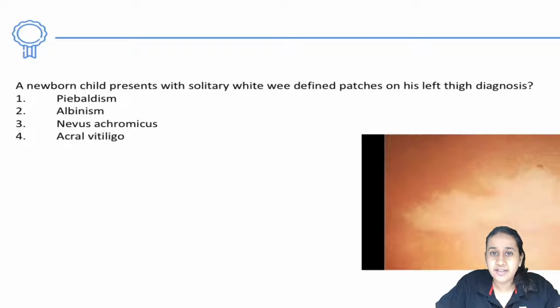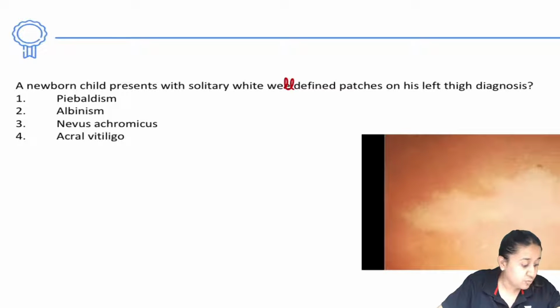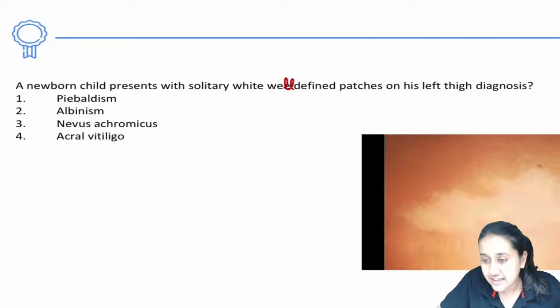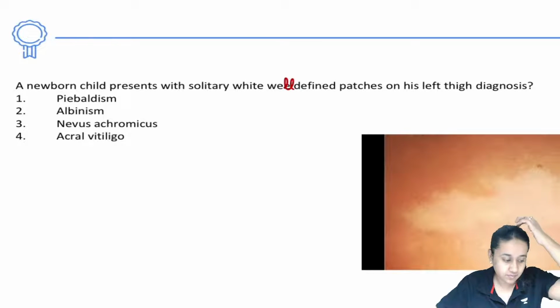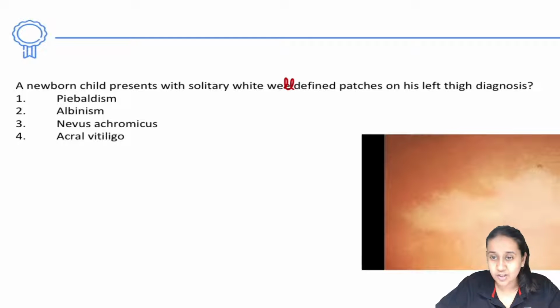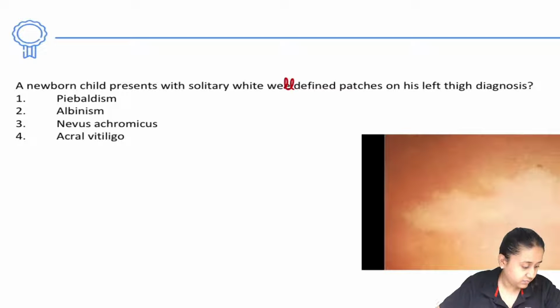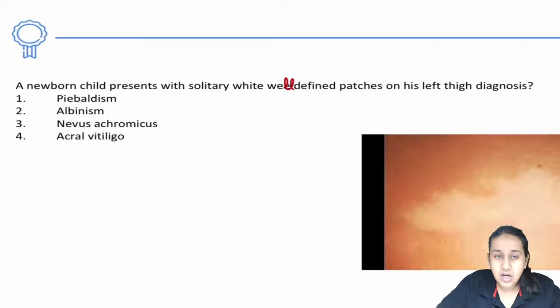A newborn child with a solitary white, well-defined patch on his left thigh. Newborn is a very important clue here. They say that it's a newborn infant. A very important clue. What is the diagnosis? Very nice.